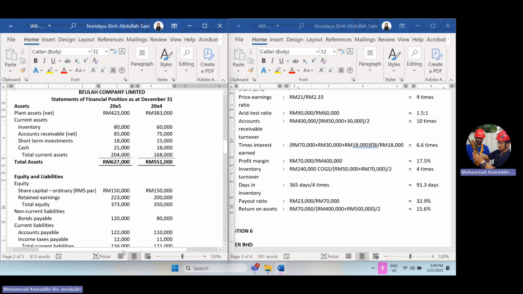So how many shares does this company have? 150,000 ringgit divided by 5. So I have 30,000 unit shares. Because you will use your unit of shares later on, I think somehow in the competition. That's for question 4.